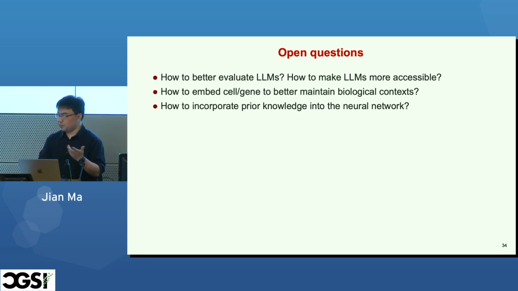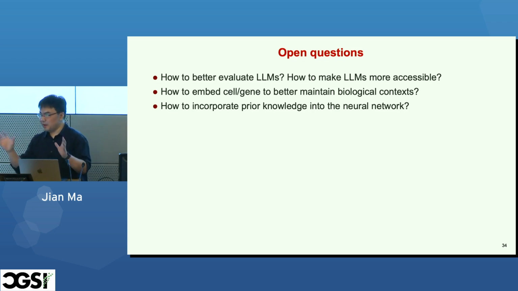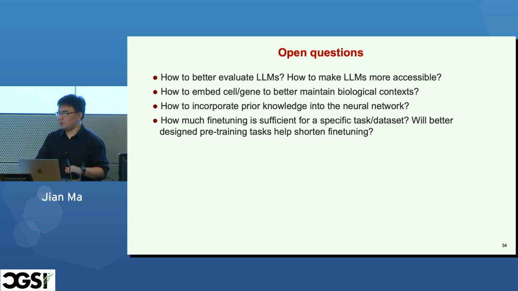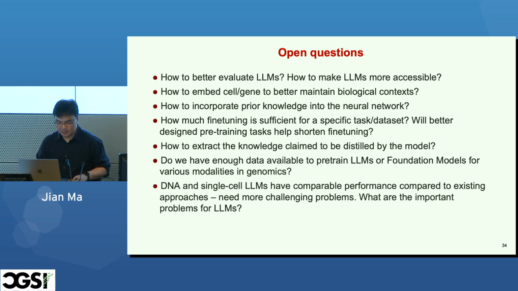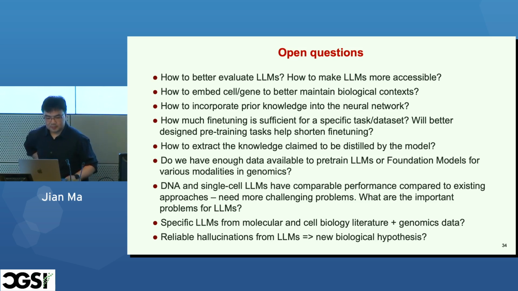How to incorporate some prior knowledge, right? You all know there are dependencies, there are other very complex biological insights that we have learned from decades of research. How to incorporate them into these models? So I'll just list them all. I think there's one more.